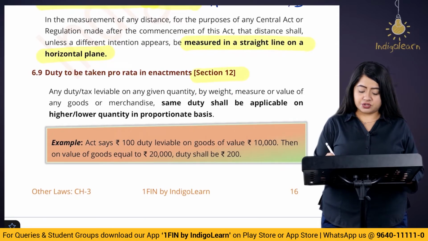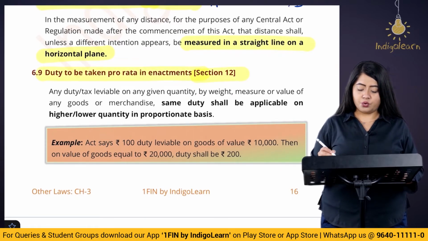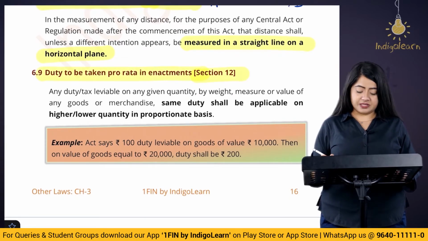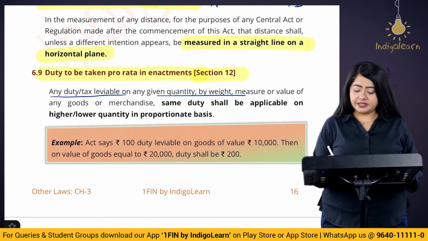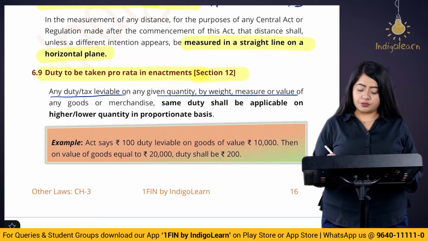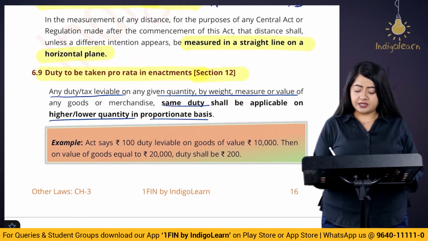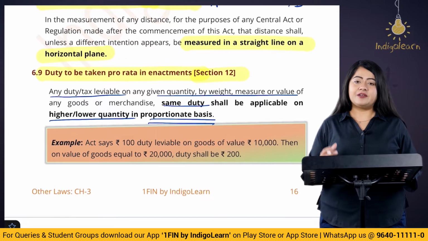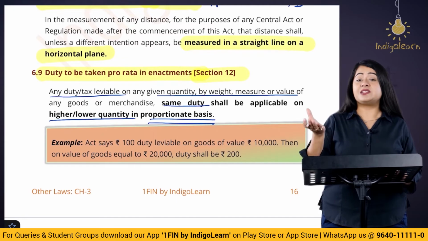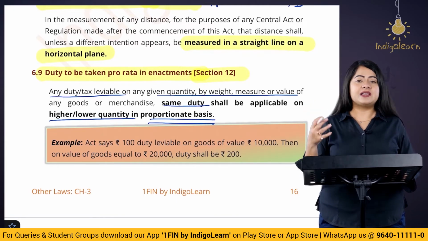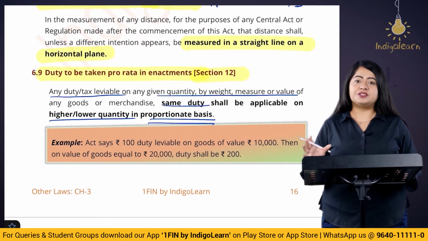Next section is section number 12, duty to be taken pro rata in the enactment. This section says that if any duty is liable on any given quantity, weight, measure or value of the goods or merchandise, the same duty shall be applicable on a higher or lower quantity on a proportionate basis. So whenever a duty is mentioned in any statute, and the quantity or value is increased or decreased, we will have to calculate the duty on a proportionate or pro rata basis.